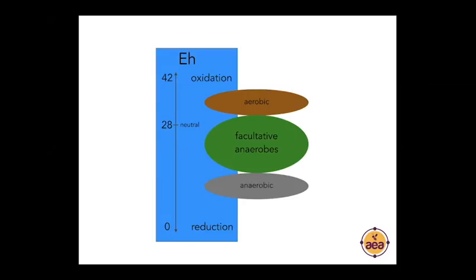So you have some bacteria that are referred to as being completely aerobic. Aerobic bacteria are dependent on an environment that contains some oxygen. They have to have oxygen present in order to thrive and survive. And of course, when you have oxygen present, you're going to have a slightly oxidizing environment, so it will be slightly above the neutral point of 28.